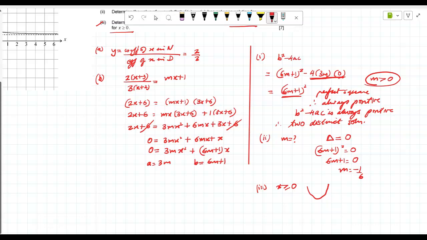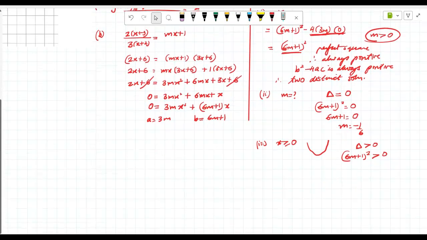Now what is going to happen is, two solutions means what should happen? Your delta should be what? Greater than 0. That means (6m plus 1) the whole square should be greater than 0. Now if you have 6m plus 1, what is the value of m? So m is minus 1 over 6, correct?